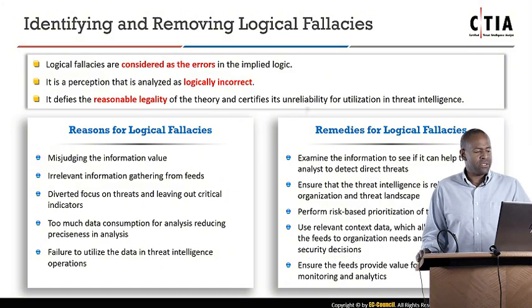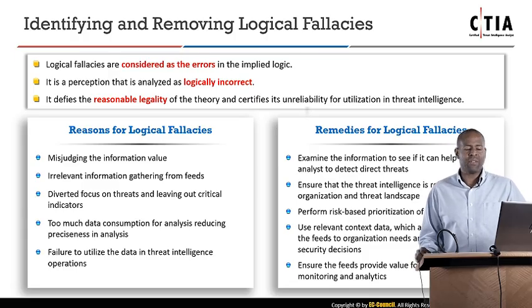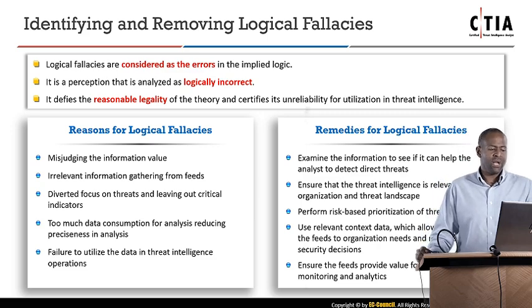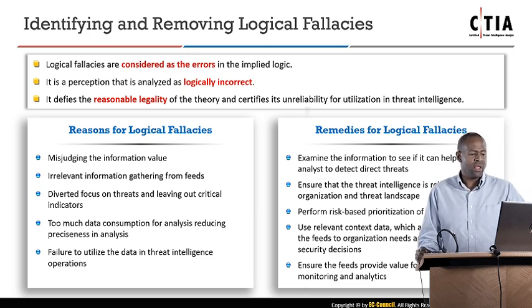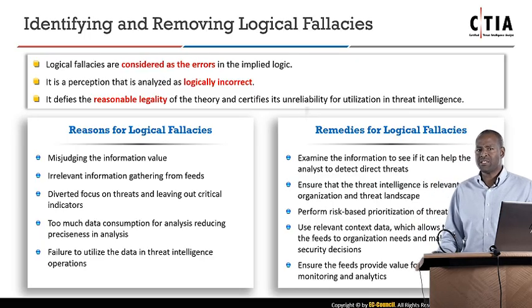And what happens in logical fallacy is the analysis that's based upon the logical fallacy is logically incorrect. And what it does is it defies the reasonable legality of the theory and certifies its unreliability for the utilization in threat intelligence. So essentially, when we have fallen prey to a logical fallacy, it invalidates that process. And depending on how far along we've come with that logical fallacy, we may have to invalidate an entire line of processes. What are the reasons for logical fallacies?